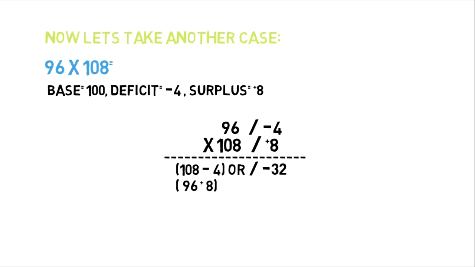Now as we have minus 32, we have to carry over 1 from the left hand side to the right hand side, which would have a value of 100. Thus here we can write what is on the left hand side: 108 minus 4 stands out to be 104.